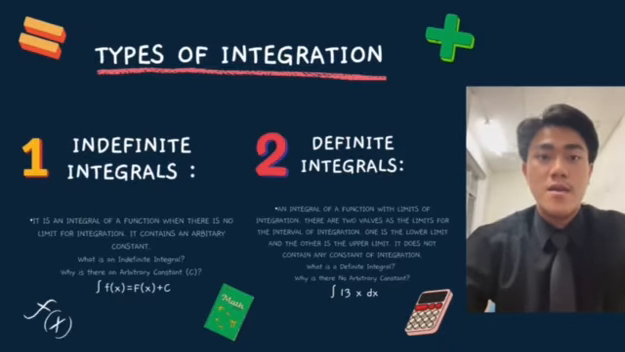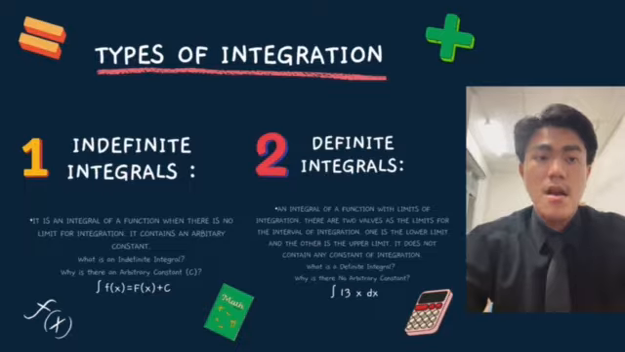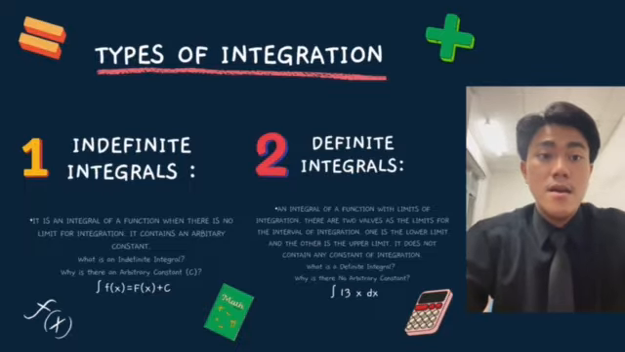Now I will explain about types of integration. There are two types: indefinite integral and definite integral. An indefinite integral is an integral of a function when there is no limit for integration. It contains an arbitrary constant.